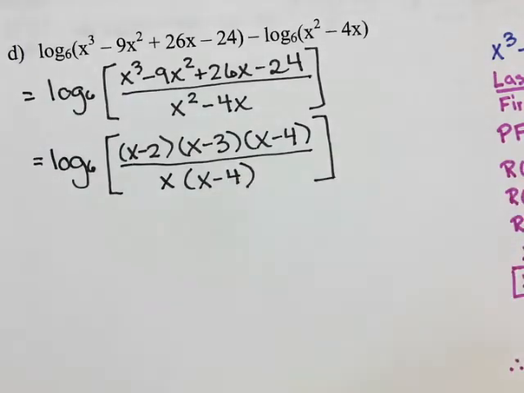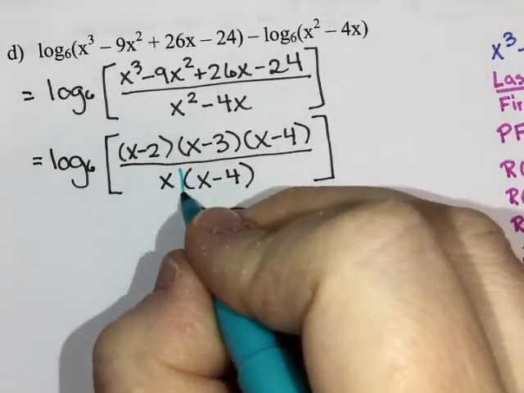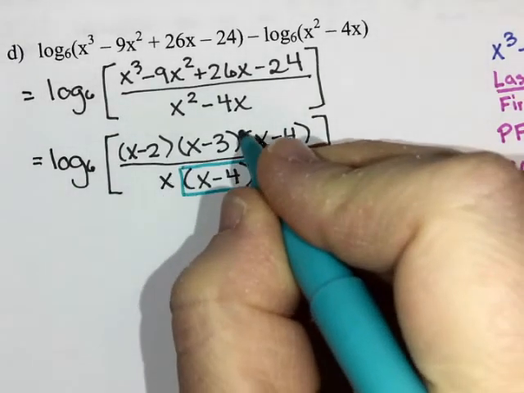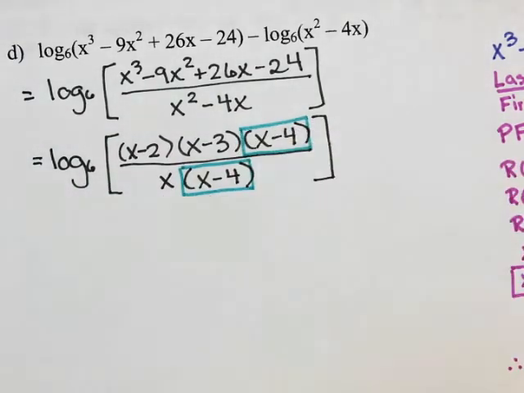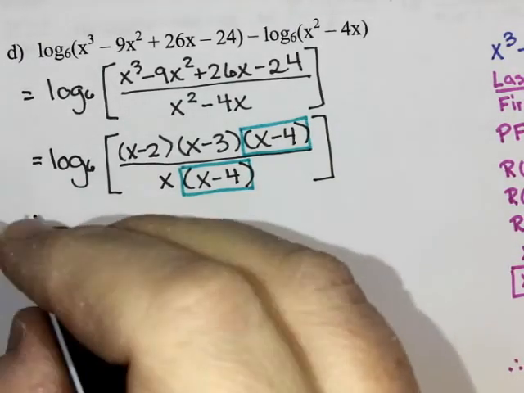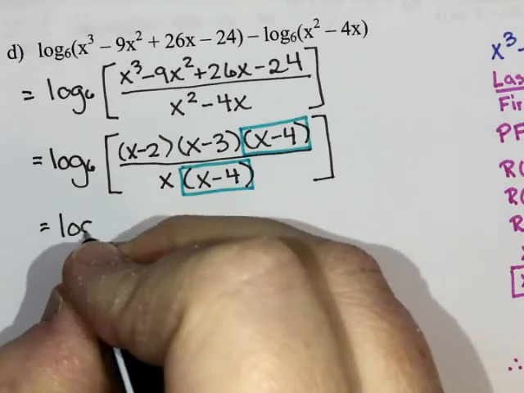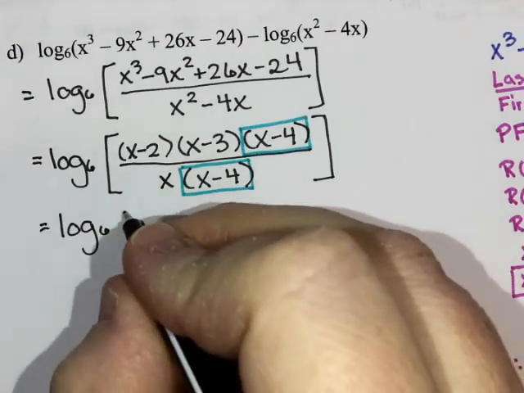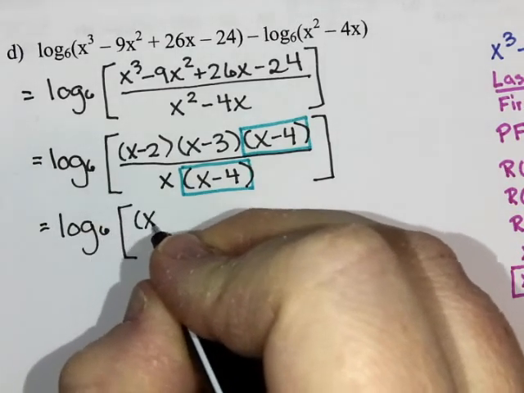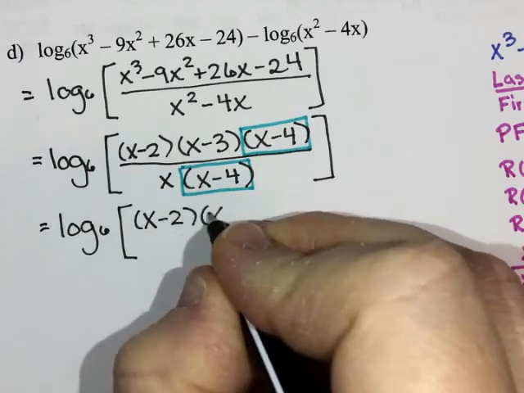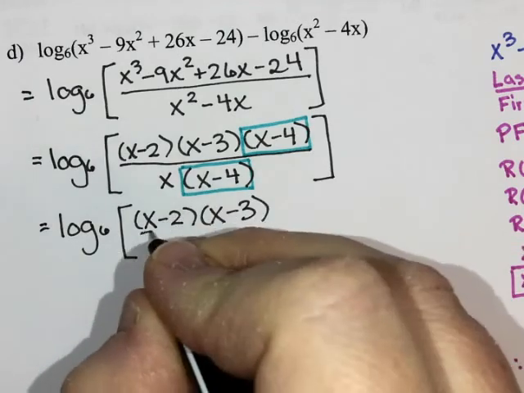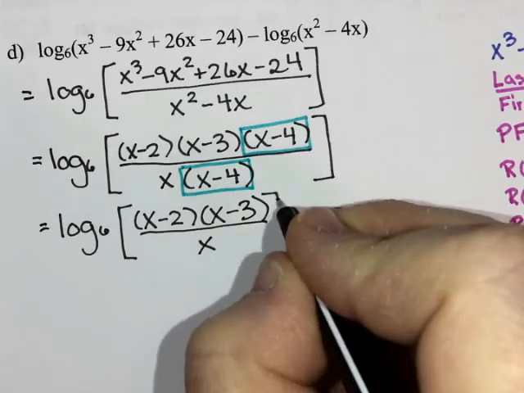Now, we wanted to reduce. So I do notice that in the numerator and the denominator, there is an x minus 4. So I can divide those out, and I would be left with log base 6 of x minus 2, x minus 3 over x.